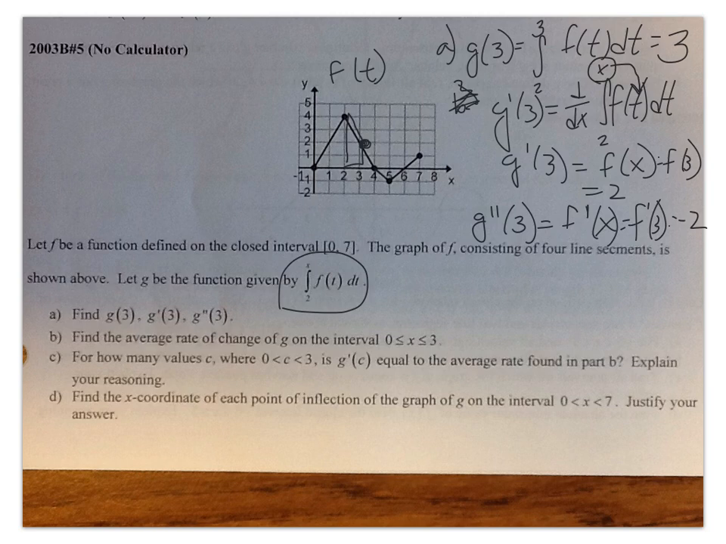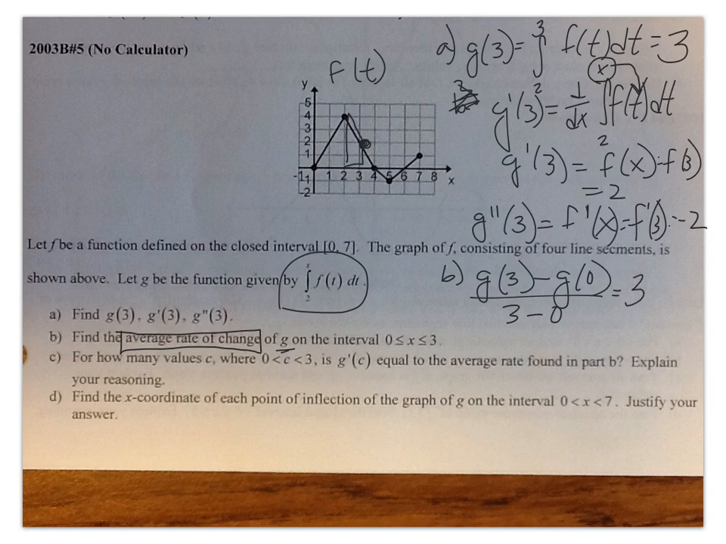Part B, find the average rate of change of g on the interval from 0 to 3. Average rate of change means the same thing as slope. You just use your slope formula. So for g, this is going to be part B. G of 3 minus g of 0 divided by 3 minus 0. We just figured out what g of 3 was in the last part. That was the first thing we found, so 3. Now we need to figure out what g of 0 is, and then we'll divide that by 3. So g of 0, we're going to find the same way we found g of 3.